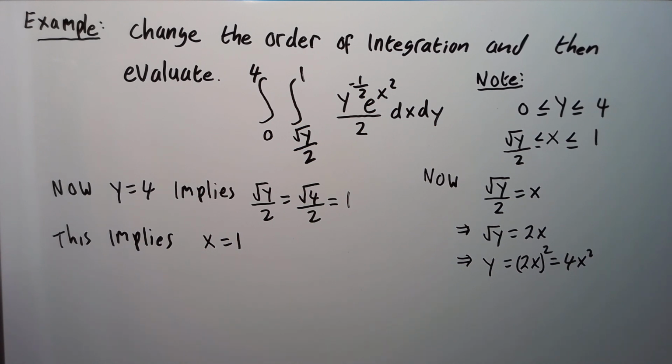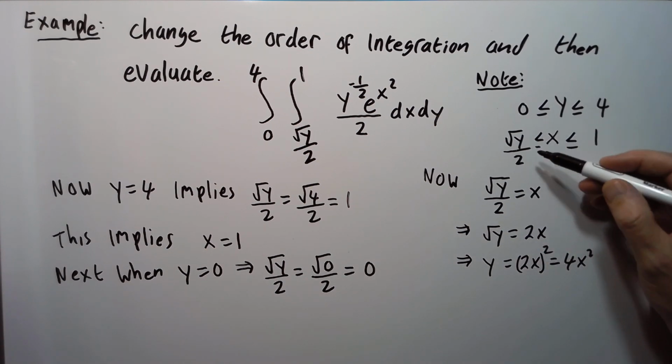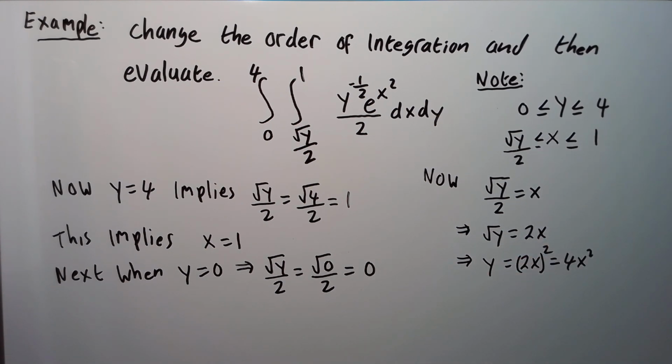Okay. Next, let's look at when y is 0. So when y is 0, then the square root of y over 2 would also be 0. Okay, so let's now try and graph this region. So let me do that.